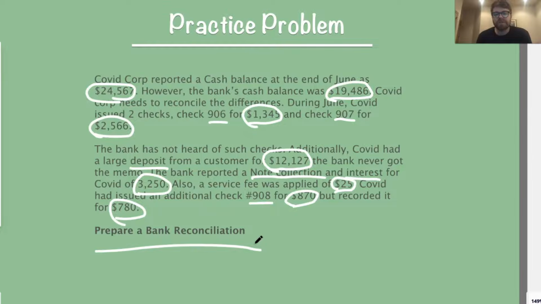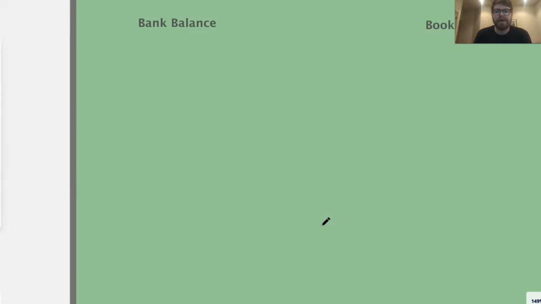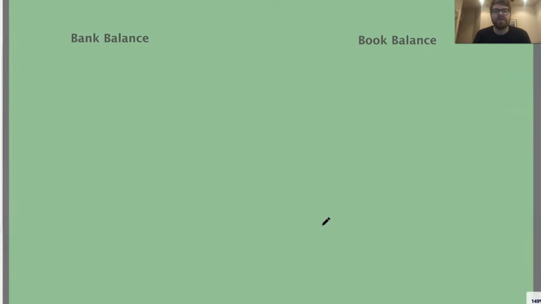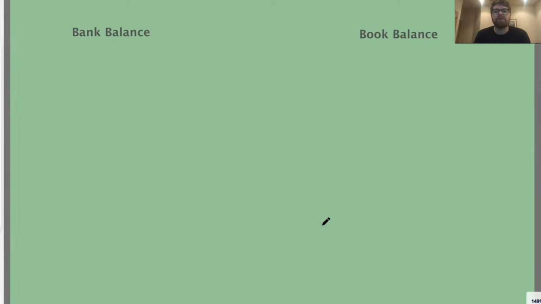So there's a lot of numbers here. So what I'm going to do is I'm going to jump to another whiteboard and I'm going to reference this whiteboard with all the information. So bank balance and book balance. So right here, this is important. So this is how you're going to set it up to get down to your adjusted balance. Now the first thing we start with is the bank balance, and that's just going to be your cash balance right here. And I'll put that on both sides.